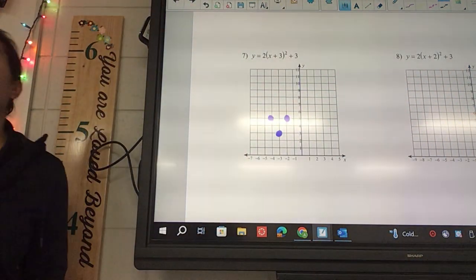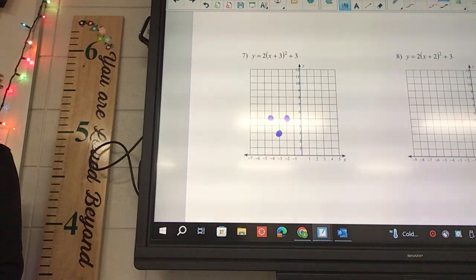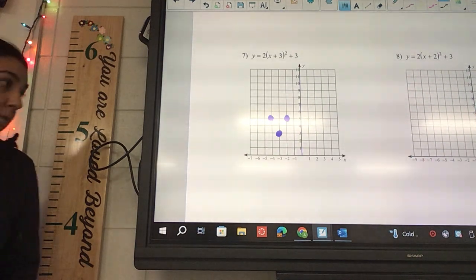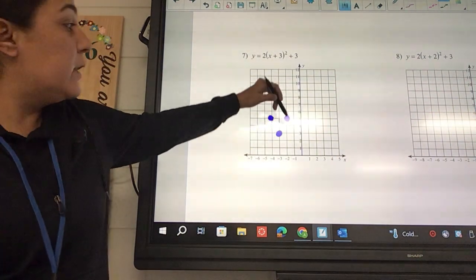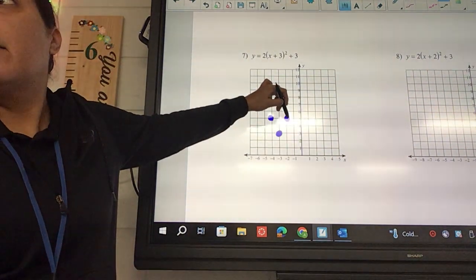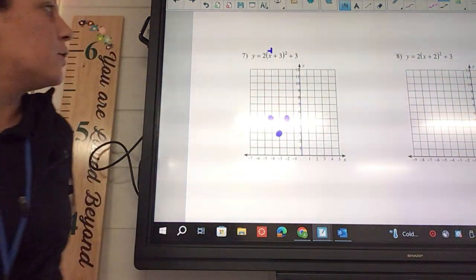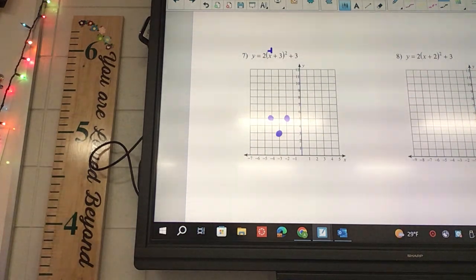Okay, now how do we get the third set of points? Does anyone remember? You go over to your second place, so it'd be -1, and you plug it into x. Okay, so ours started at -3, then we went to -2, so what comes after that? -1. So up here, you're gonna type in a -1 there. So you're gonna type in 2 parenthesis -1 plus 3 parenthesis squared plus 3.